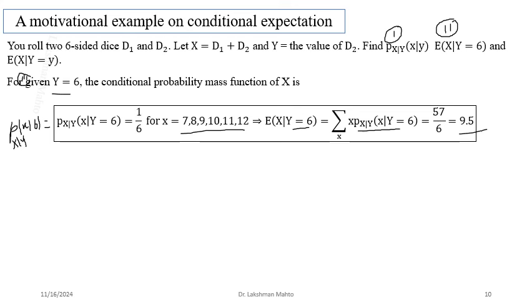But if I ask, how many such conditional probabilities would there be? And how many such conditional expectations would there be? Six conditional expectations. So each one occurs with a different probability.